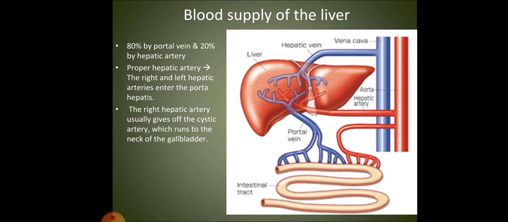Proper hepatic artery, that is dividing into right and left hepatic arteries, enters the porta hepatis to supply the liver. The right hepatic artery usually gives off cystic artery which runs to the neck of the bladder to supply the gallbladder.